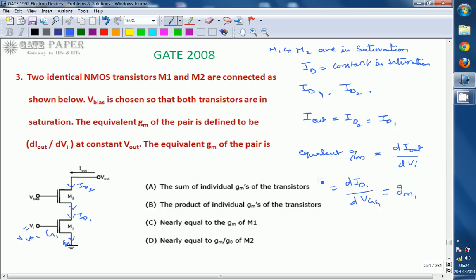So the equivalent gm is approximately equal to gm1 of M1. That implies the right answer is C. Thank you.